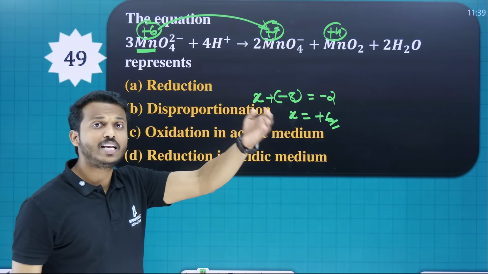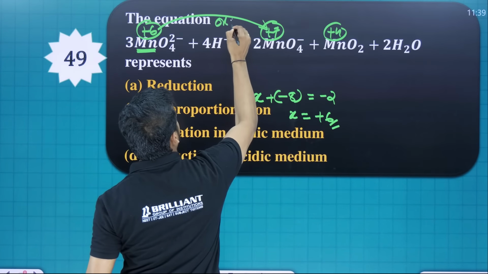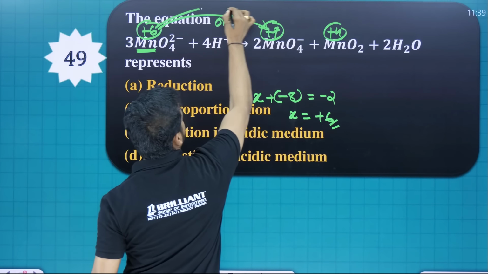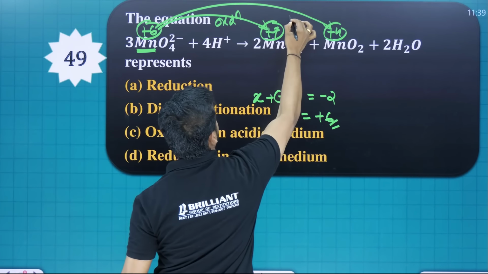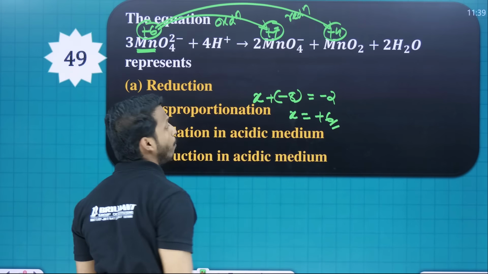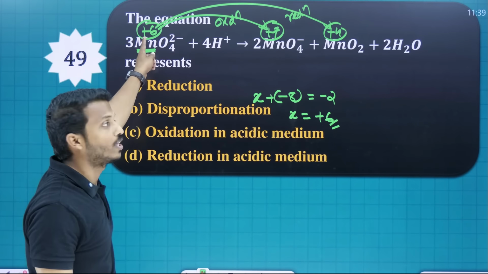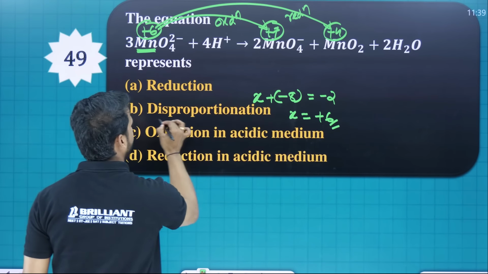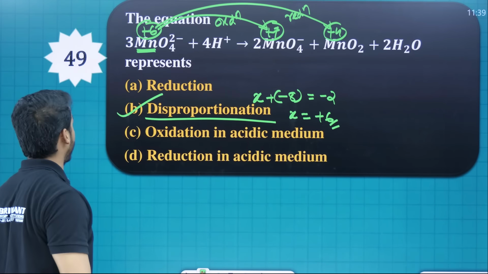Increase in oxidation number means that is what? Oxidation. And plus 6 converted to plus 4, a decrease in number, means that is what? Reduction. Both oxidation and reduction happen to the same species. What do you call that? It is called a disproportionation reaction.